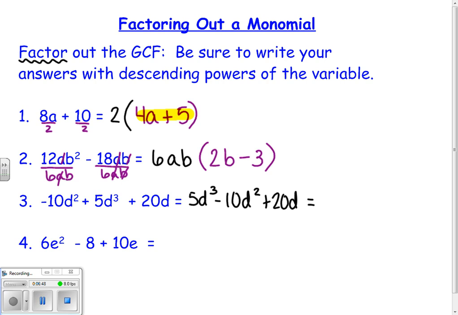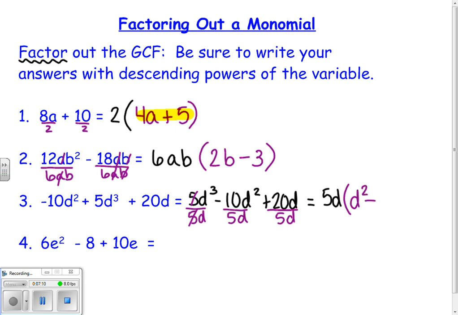The GCF between 5, 10, and 20 is a 5. I have a d cubed, a d squared, and a d, which means it's just 1d. So again, I'm going to divide everybody by a 5d. I had a 5, I took a 5, cancels. I had a d cubed, and I took a d, I still have d squared left.